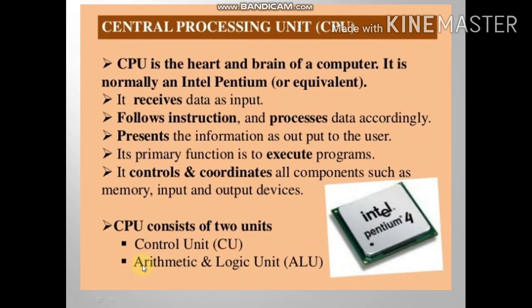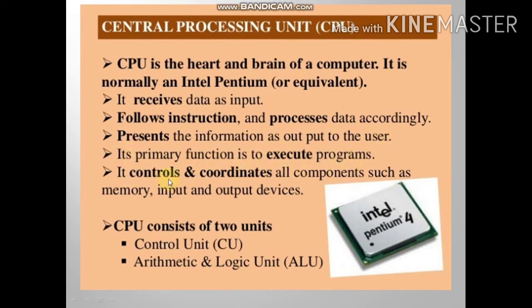Next important one is central processing unit. Central processing unit means it is the brain of the computer. CPU is the heart and brain of the computer. It is normally an Intel Pentium. It receives data as input, follows instructions and processes data accordingly, and presents the information as output to the user. Its primary function is to execute programs.